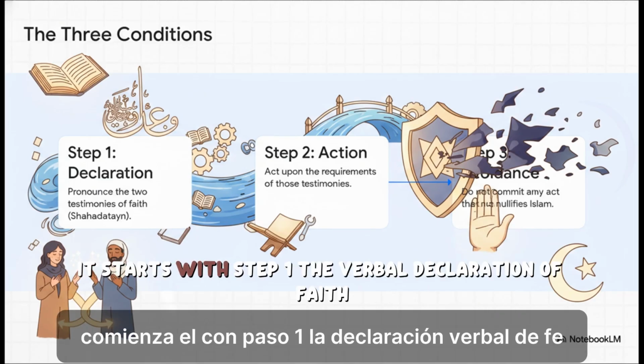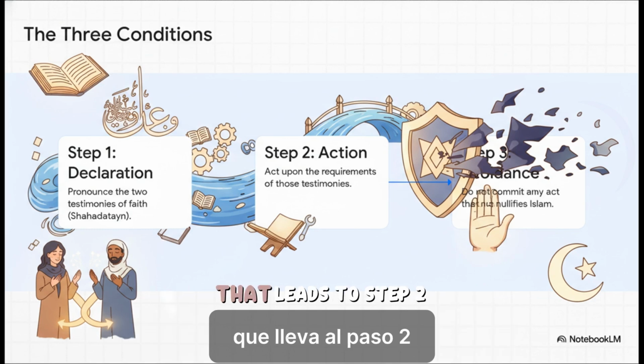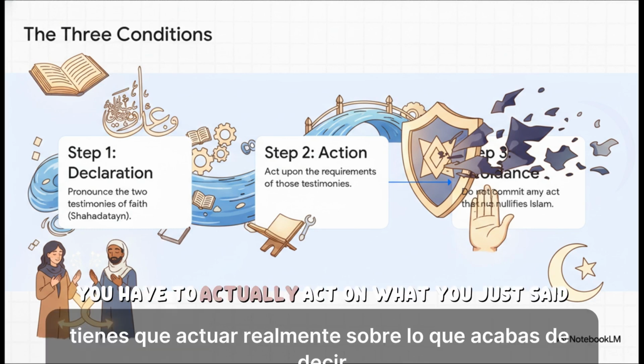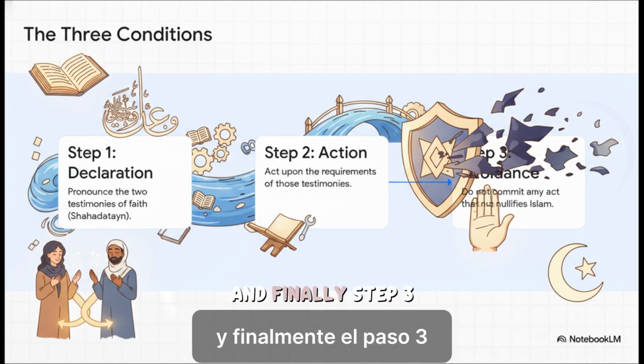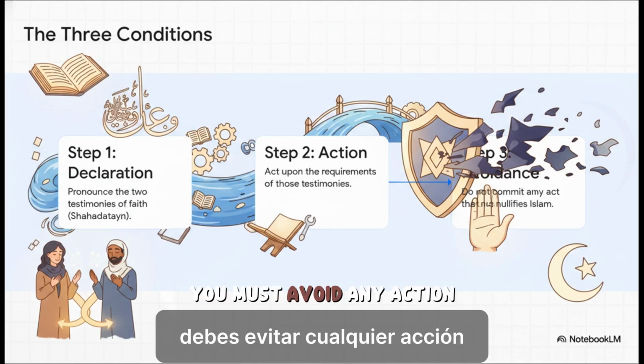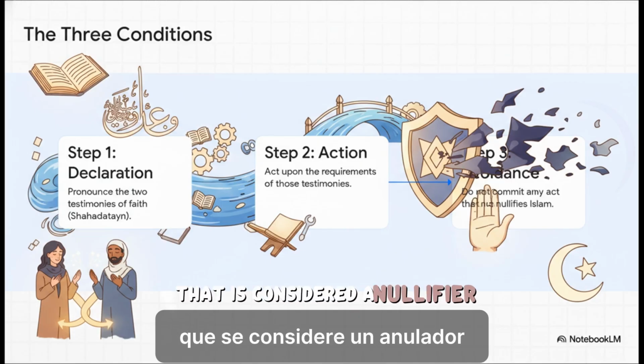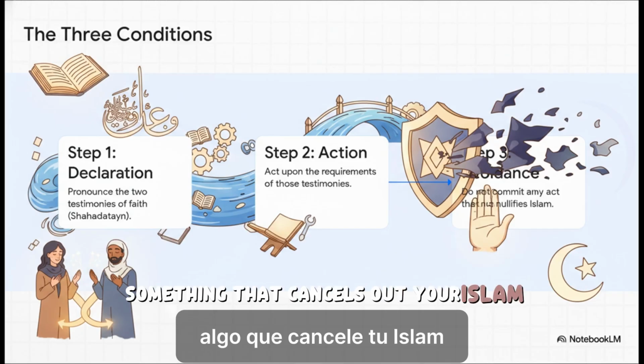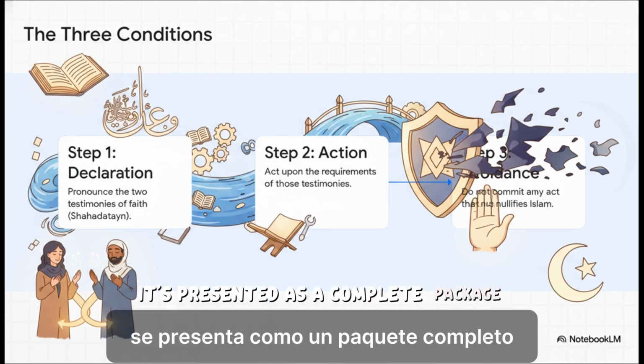It starts with step 1, the verbal declaration of faith. But that's not enough on its own. That leads to step 2. You have to actually act on what you just said. And finally, step 3, you must avoid any action that is considered a nullifier, something that cancels out your Islam. It's presented as a complete package.